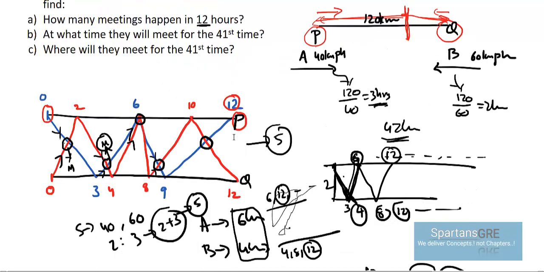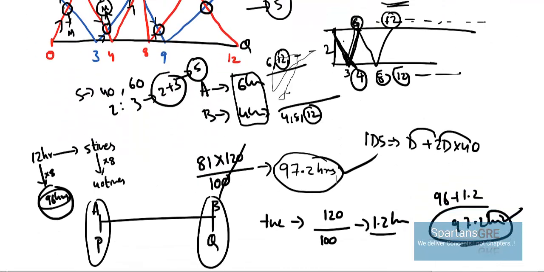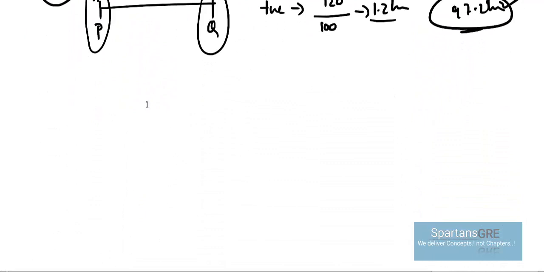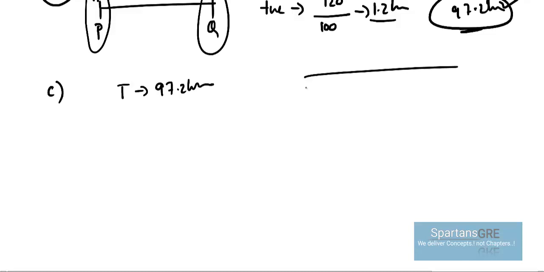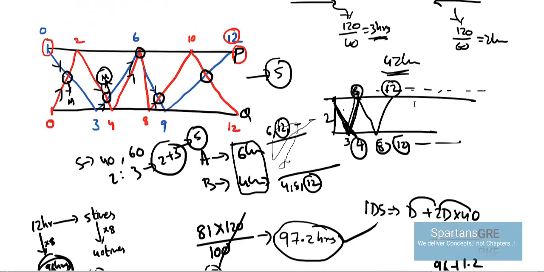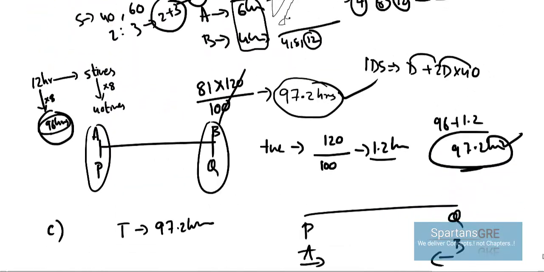Now we'll solve our next question: where will they meet for the 41st time? So when is already done. Now we will find where. So for where, we already got the time. They will meet after 97.2 hours, right? So if this is P and Q, and A goes like this and B goes like this, the speed of A is 40 and B is 60.